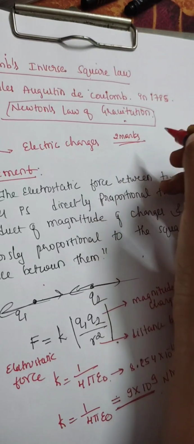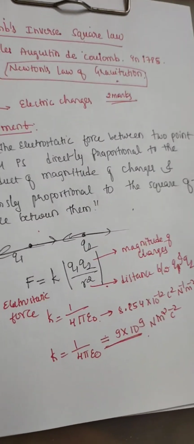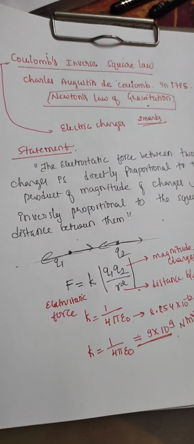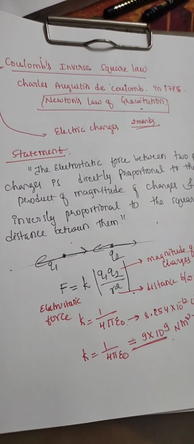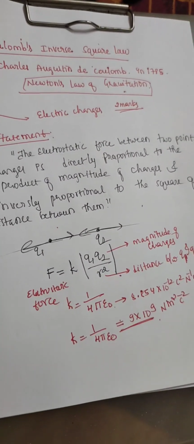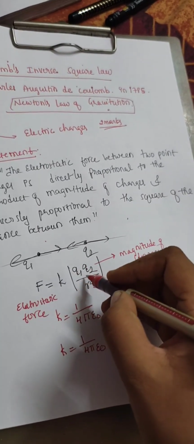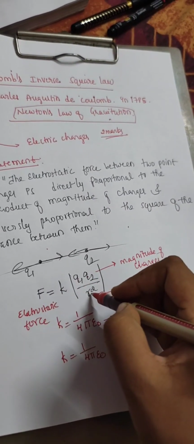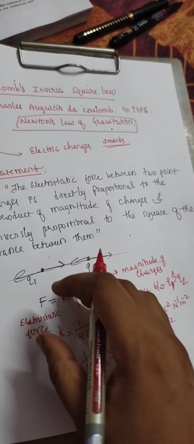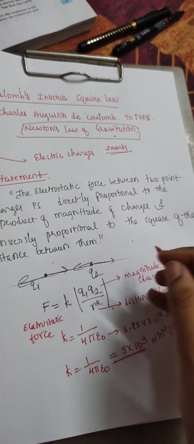Okay, they also tell you to write the vector form of Coulomb's inverse square law for 1 mark, or they can add it along with the other question. So Coulomb's inverse square law: we define the force as always proportional to the product of the magnitudes of the two charges, and inversely proportional to the square of the distance between those two charges. It may be repulsive or attractive, depending upon which type of charges you have used here.